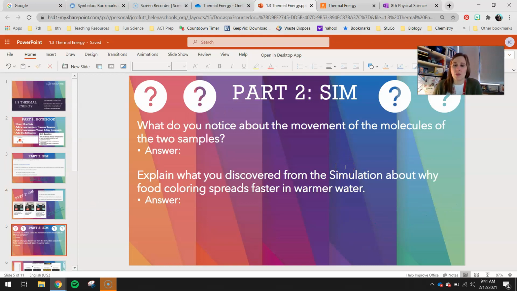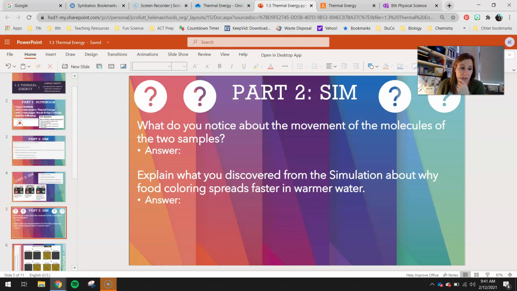What do you notice about the movement of the molecules in the 2 samples? So compare your hot to your cold. How are those 2 samples moving their molecules differently? And then explain what you discovered from the simulation about why food coloring spreads faster in warmer water. So really relate these two questions. Pay attention to the movement in the hot and cold, and how is that going to affect the fact that the warm water distributes those dye molecules faster.